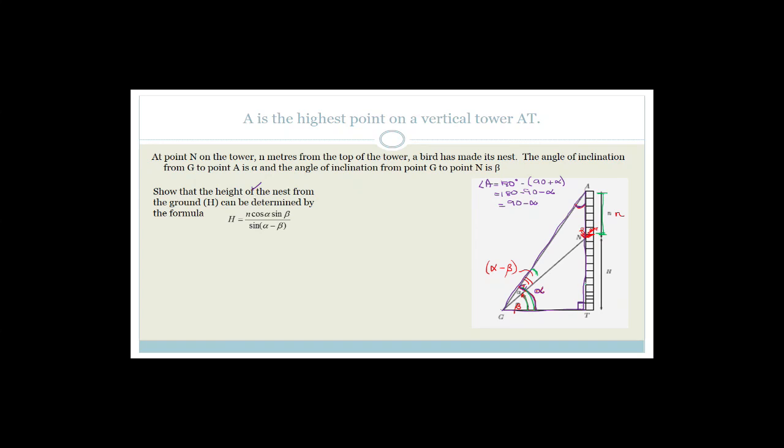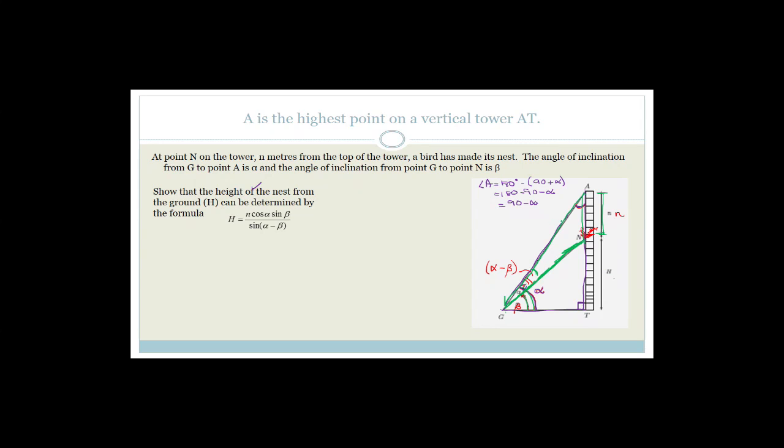Do you agree that we need to somehow get from this triangle here, which has got the little N into it, into this triangle here, GNT, which has got the H? So we need to get from this triangle into this triangle here, which has got the H. And do you see that this line here, this GN, is my bridge? This is a line that can get me from this little triangle that's got the N in it to the bigger triangle, which has got the H in it.